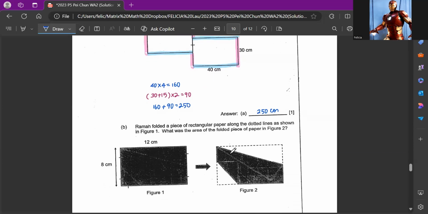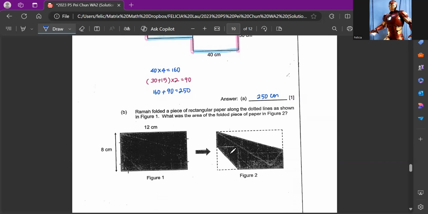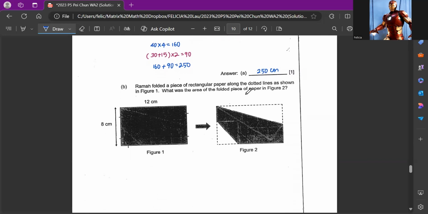Okay, let's move on to B. Rama folded a piece of rectangular paper along the dotted lines as shown in figure 1. Now it's a bit dark, but the dotted lines are this and this. Basically he folded this downwards, he folded this triangle upwards so that it looks like this figure, the shaded part here. Now we need to find the area of the folded piece of paper in figure 2. So we need to find this area.